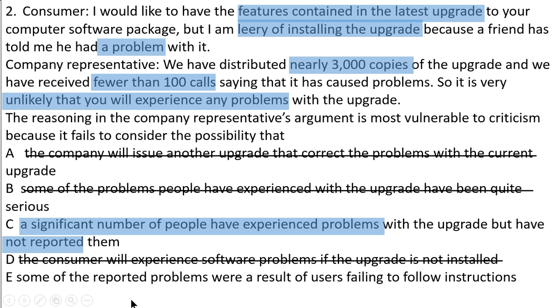Option E: some of the reported problems were a result of users failing to follow instructions. It says that some of the problems happened just because the users didn't follow instructions. Will that refute the claim of fewer than 100 calls? No. So option E is also eliminated. We are left with option C, which is our answer. Coming to the next question.